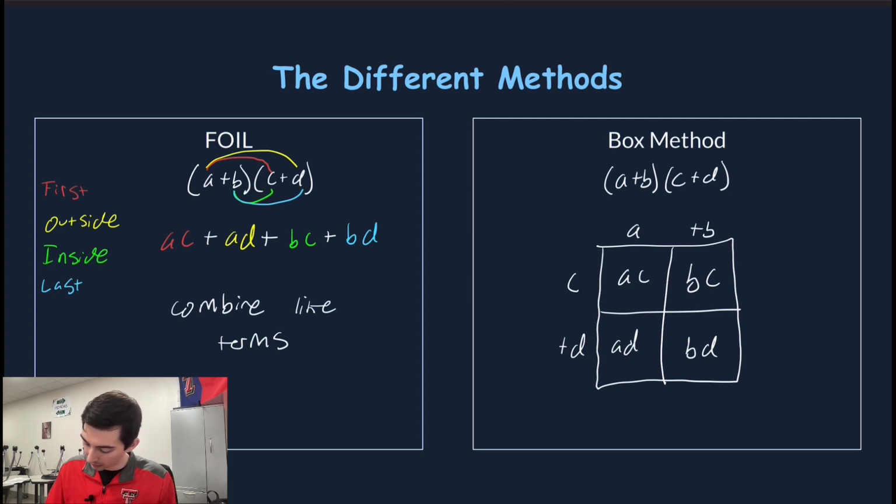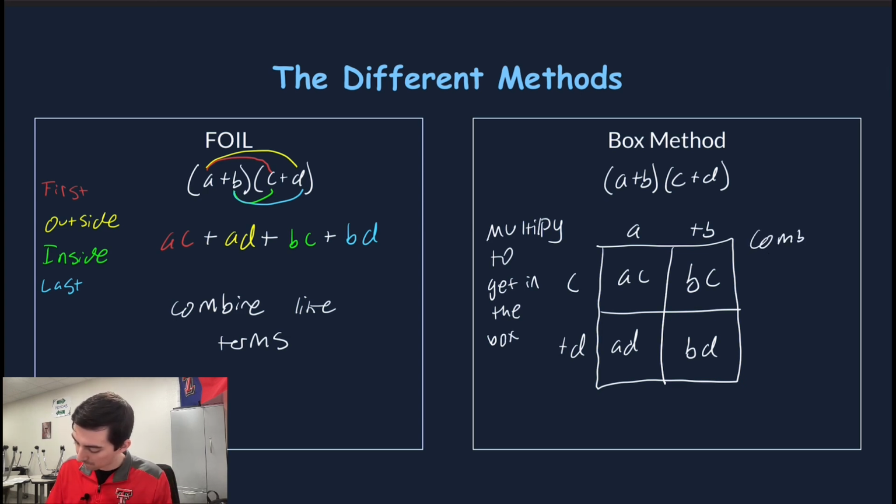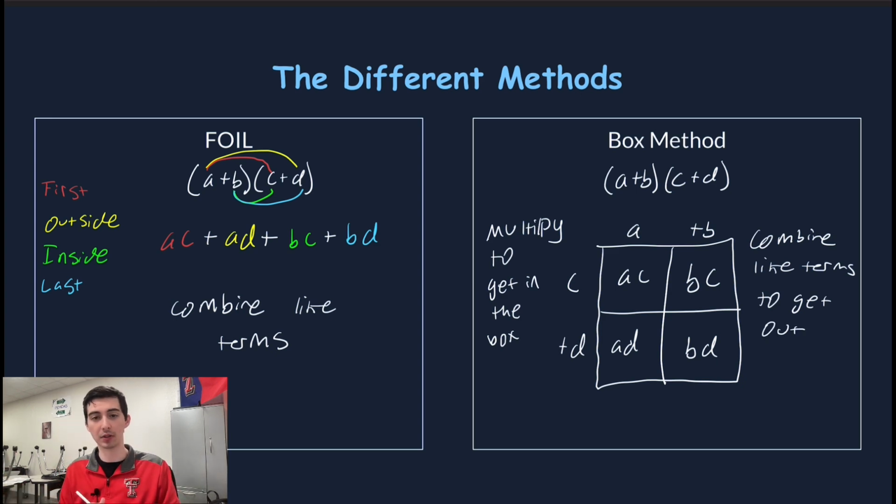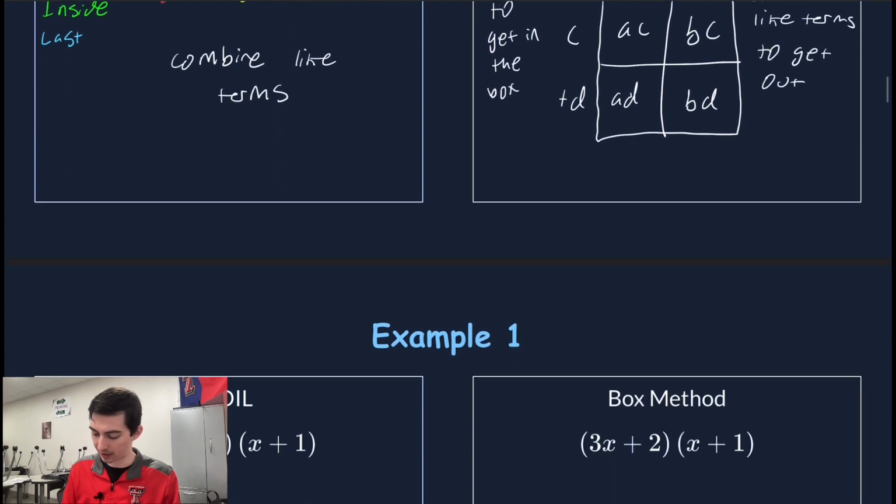And so what we're doing is we multiply to get into the box, and then we combine like terms to get out. So when we pull all these numbers out of our box, we're going to combine those like terms to get our answer. Now we're going to do two different examples, and we're going to work it both ways, the FOIL method and the box method.